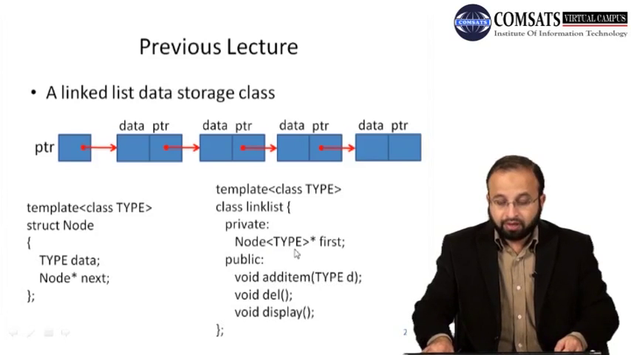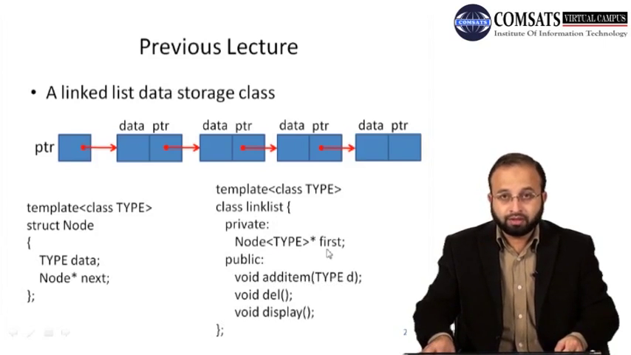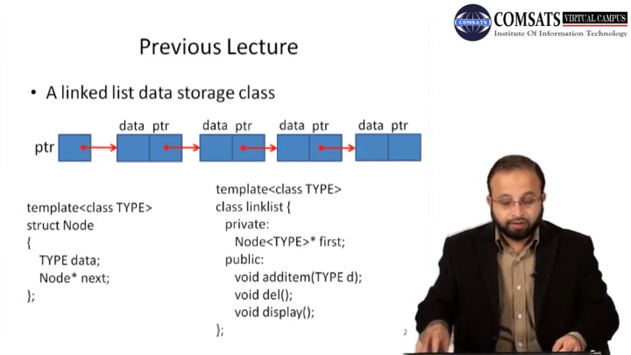So the only data member of the class linked list is the first pointer. The pointer name is first, type is node, right? This means that this first pointer points to a memory location where you can store a node, right? So this first pointer is the pointer that points to the first node in the list, right? And then we have seen that we can add an item from the end, delete any item in the linked list, and display the linked list by moving the pointer, right?